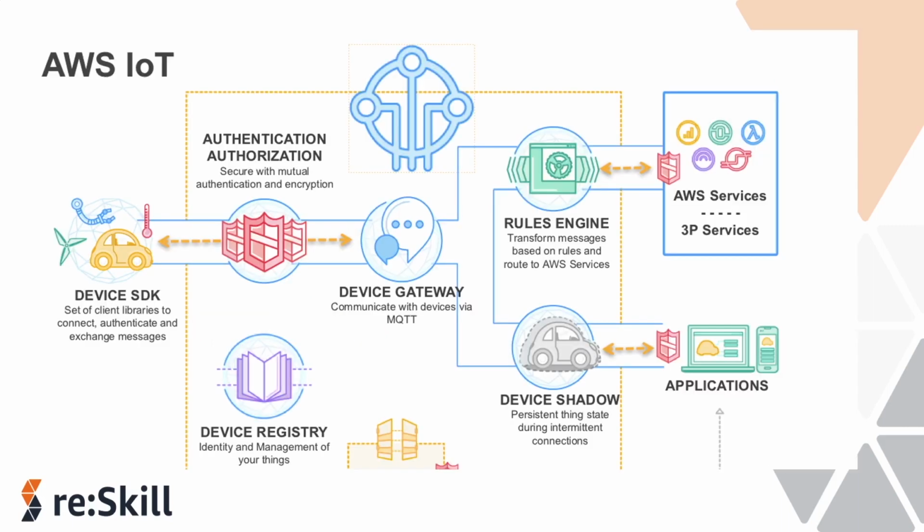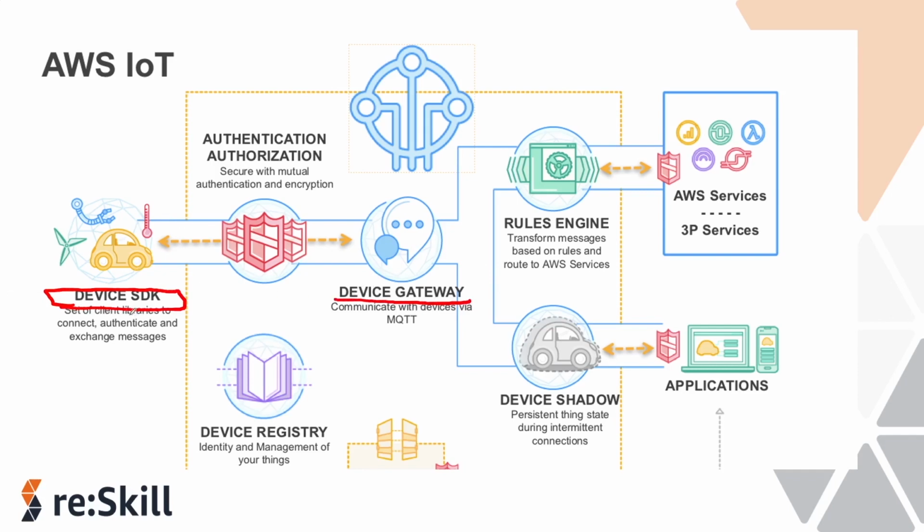Now, there are a number of things that IoT Core offers us. The basic thing is that we will have these device SDKs. This device SDK is like the device along with the software, which, when provisioned, will be able to send data to AWS IoT Core. So this is the device gateway that is running on the IoT Core service.